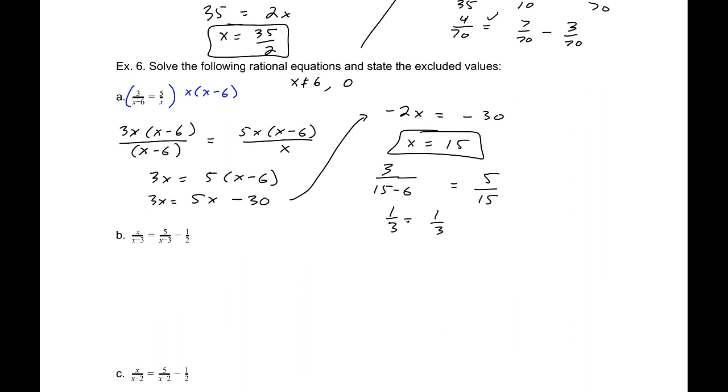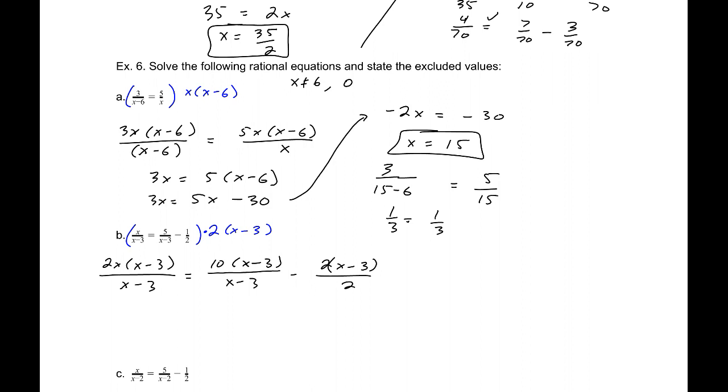Right, part B, the least common multiple of our denominators is going to have a 2 and an x minus 3. So this will be 2x times x minus 3 over x minus 3 equals 5 times 2, that'll be 10 times x minus 3 over x minus 3 minus 2x minus 3 divided by 2. Once we simplify this, we have 2x equals 10 minus x minus 3. Oh, our domain restrictions. This is all true as long as x is not equal to 3. That's our domain restriction.